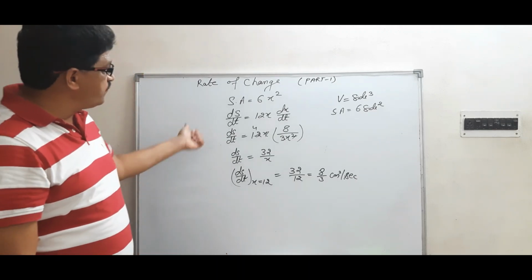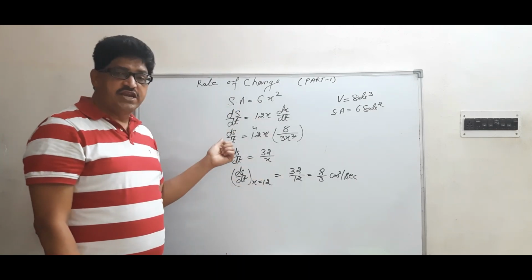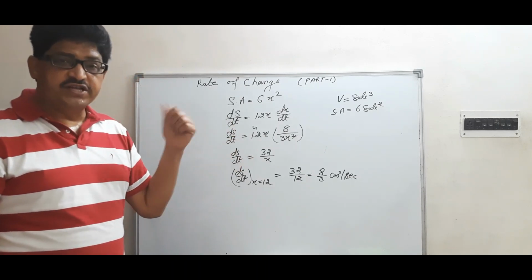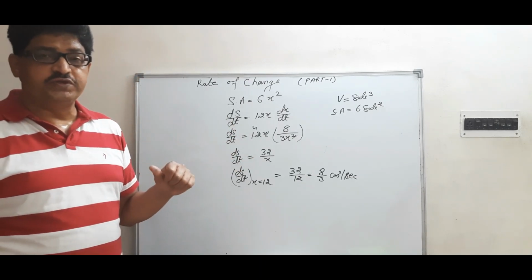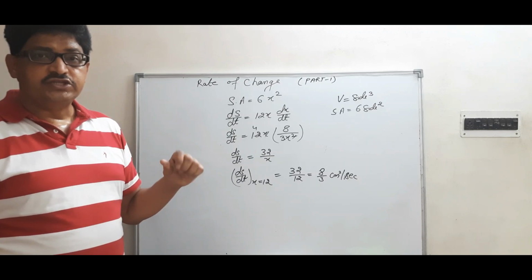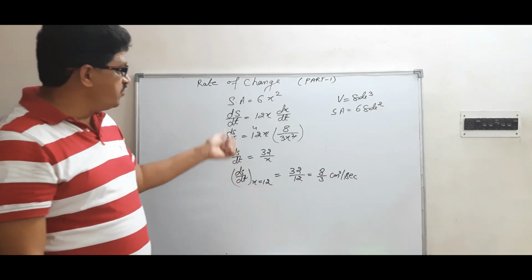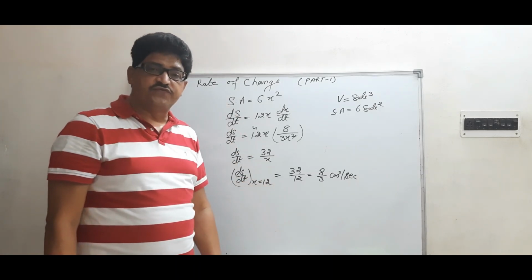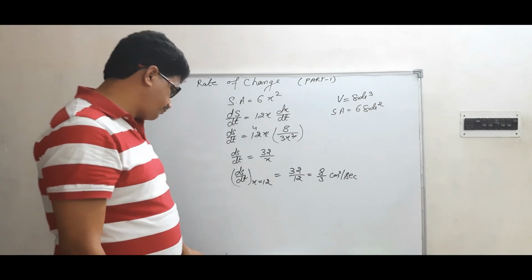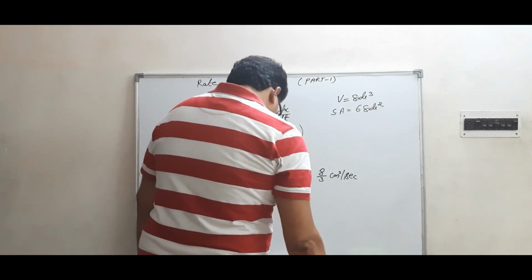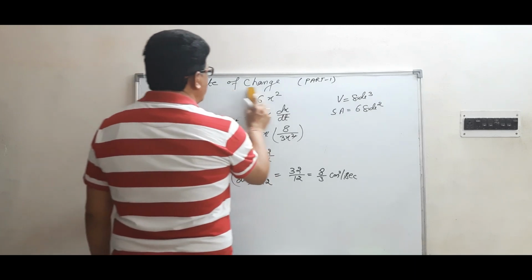So in this way you can find change in surface area by using given change of volume with respect to time. Change in volume is given. By using that we can find change in surface area. Then question number 4.